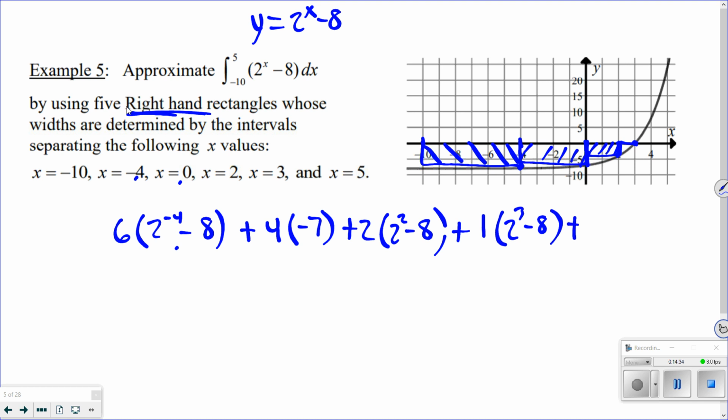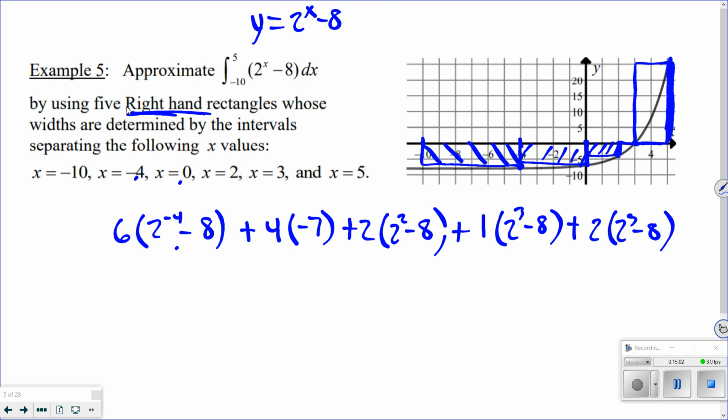All right, the next one, we're going from 3 to 5. So from 3 to 5, that's right here. It's determined by my right side, which is 5. So if I plug 5 in there, I get 2. My width is 2. My height is whatever that y value is. So that'd be 2 to the 5th minus 8. And you could calculate all that and find out what it comes out to. But that would give you an approximate to the area under the curve as you go through that.